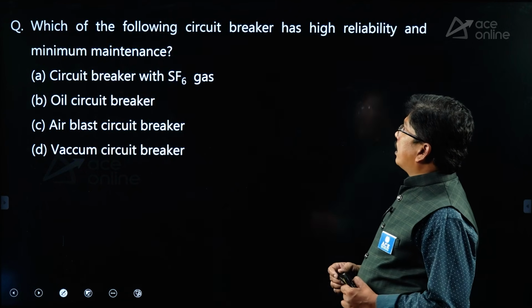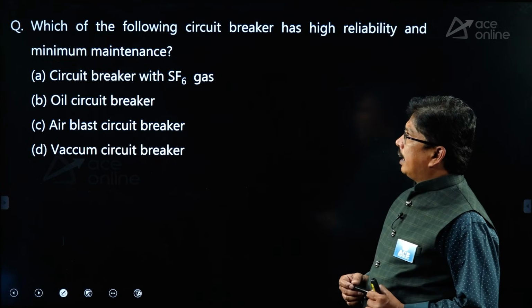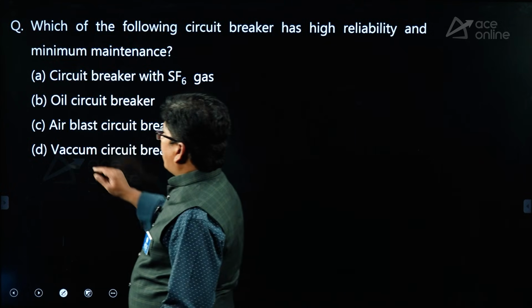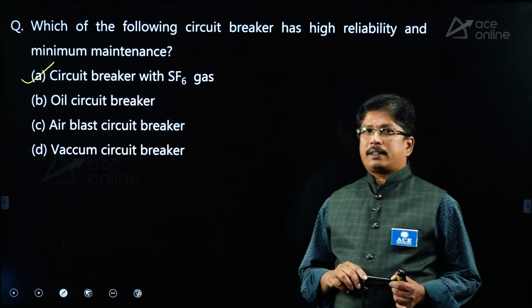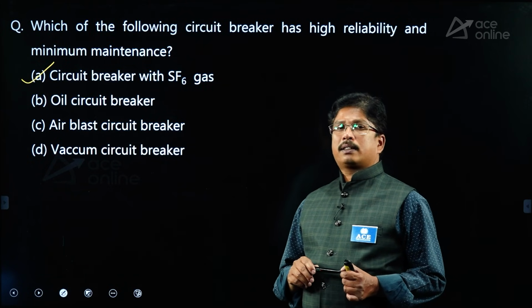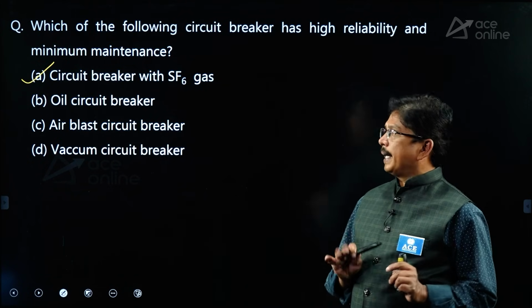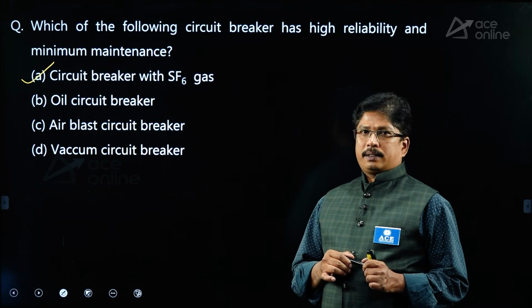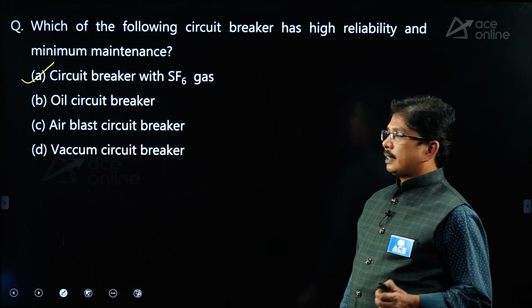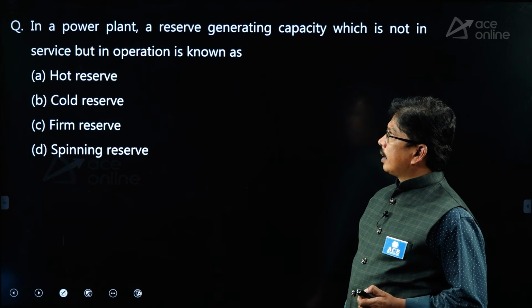Which of the following circuit breakers has high reliability and minimum maintenance? The highly reliable, minimum maintenance circuit breaker is always the SF6 circuit breaker. SF6 circuit breaker is very clean and neat and needs very minimum maintenance, and we can trust it. It is a highly reliable circuit breaker.